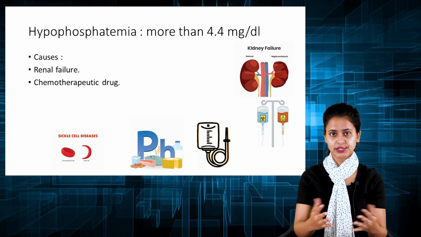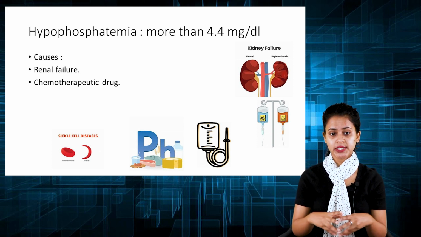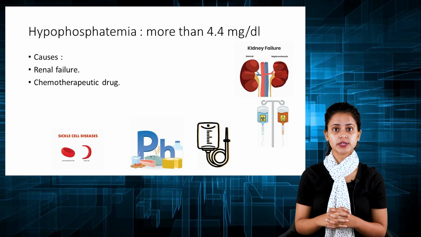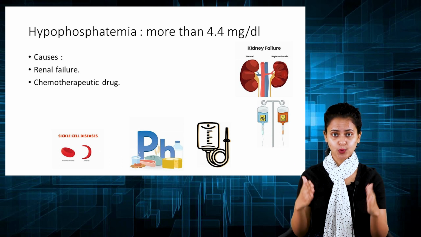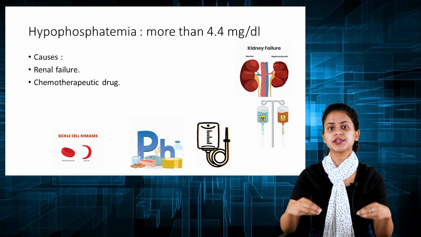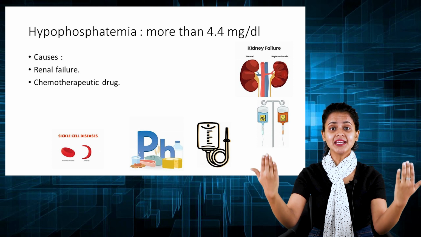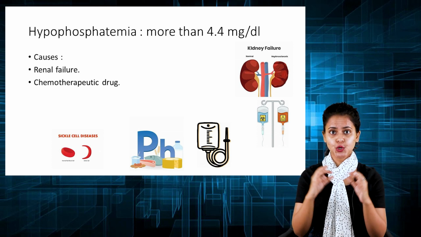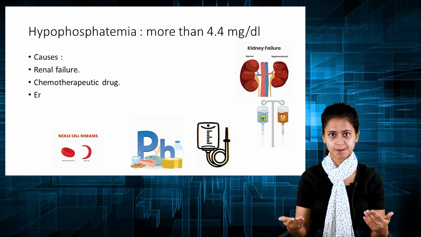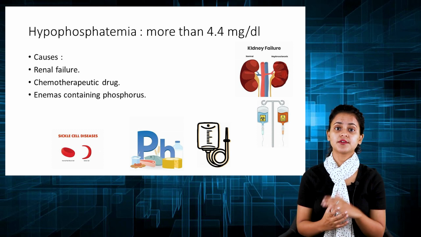The next condition, which is a very common cause for the development of this condition, is the usage of chemotherapeutic drugs. For a person who is on prolonged treatment with chemotherapeutic drugs, it is considered that they will have a high risk of developing an increased amount of phosphate in their body. The next condition is enema containing phosphorus.